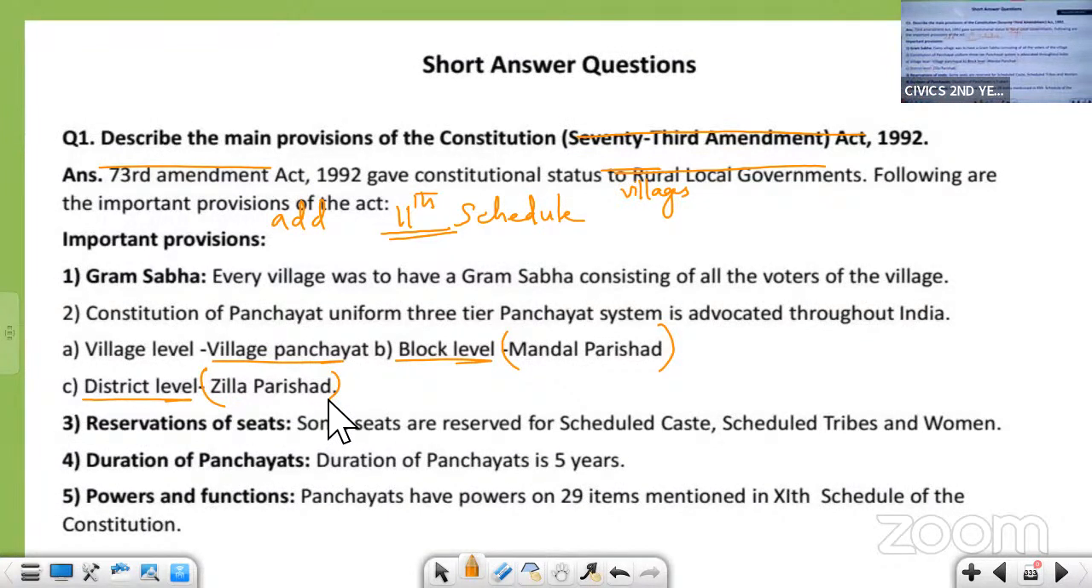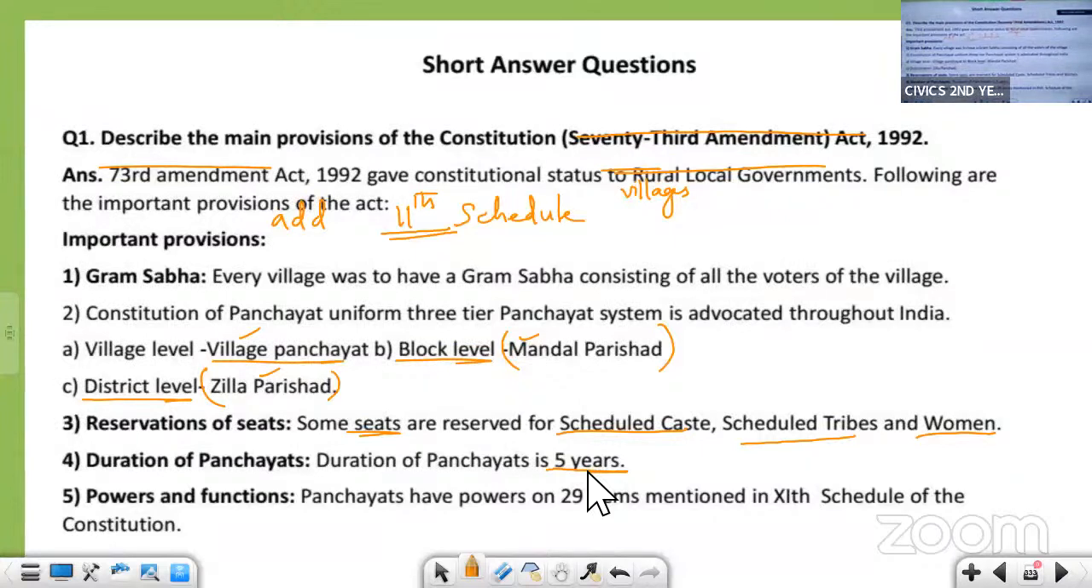And at each level, be it village panchayat or mandal parishad or zilla parishad, some seats are reserved for scheduled castes, scheduled tribes and women. Scheduled castes, scheduled tribes and women have reservations from a particular village or particular mandal. Okay, only a person from scheduled caste or scheduled tribe or a woman can contest for the elections. And the elections are held every 5 years. So the duration of panchayat, mandal parishad or zilla parishad is 5 years.